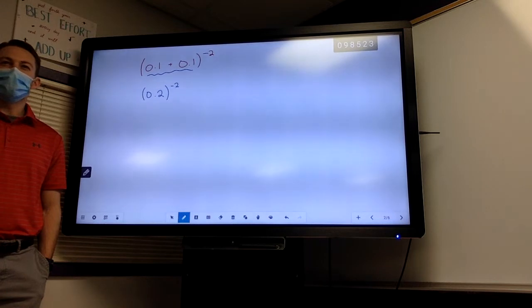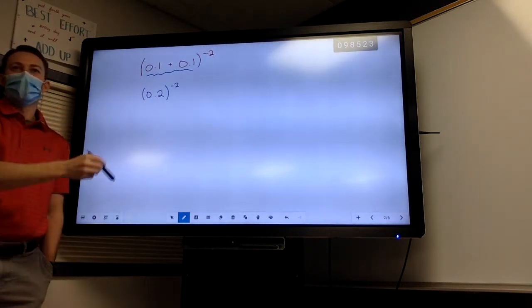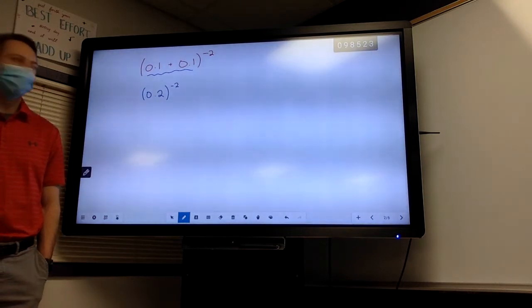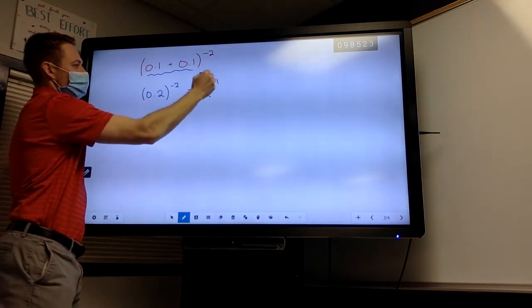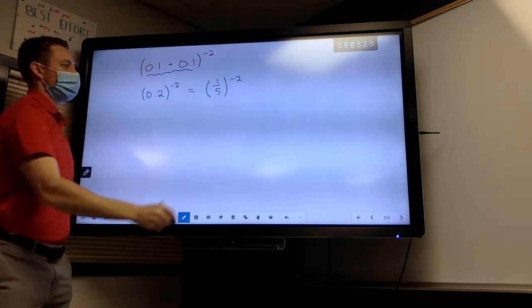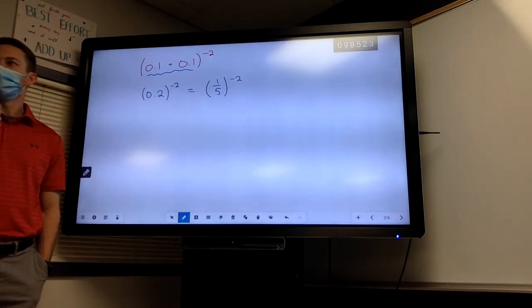And then do we like decimals? No. How could we write 0.2 as a fraction? 2 over 10. But 1 over 5. Let's do 1 over 5. So we have 1/5 in parentheses to the negative 2.